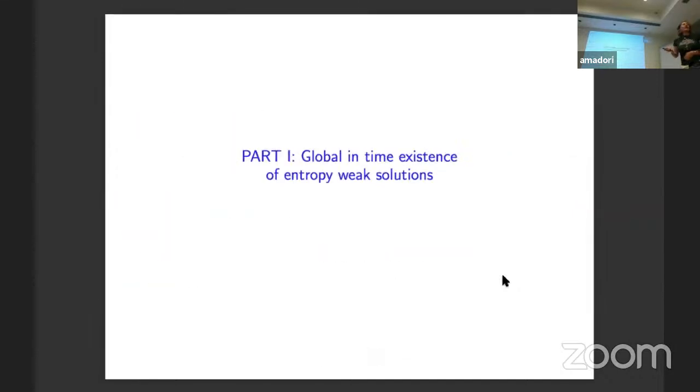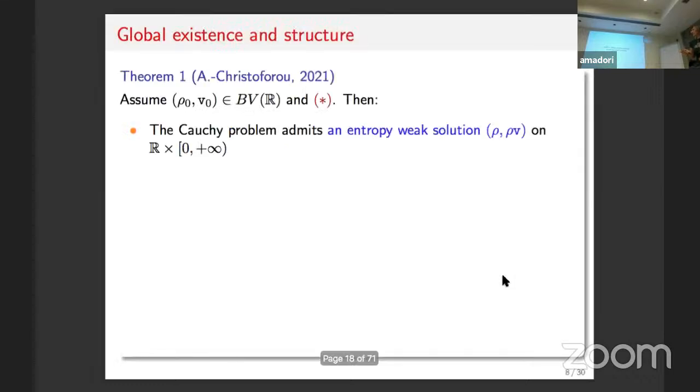Okay, so let me state the result that we have. Assume that our initial data are in BV, so bounded variation, and let's assume this star assumption, which is the assumption on the structure that we highlighted before. So we assume that the initial data are compactly supported in the interval, and then there is a uniform lower bound on the initial density.